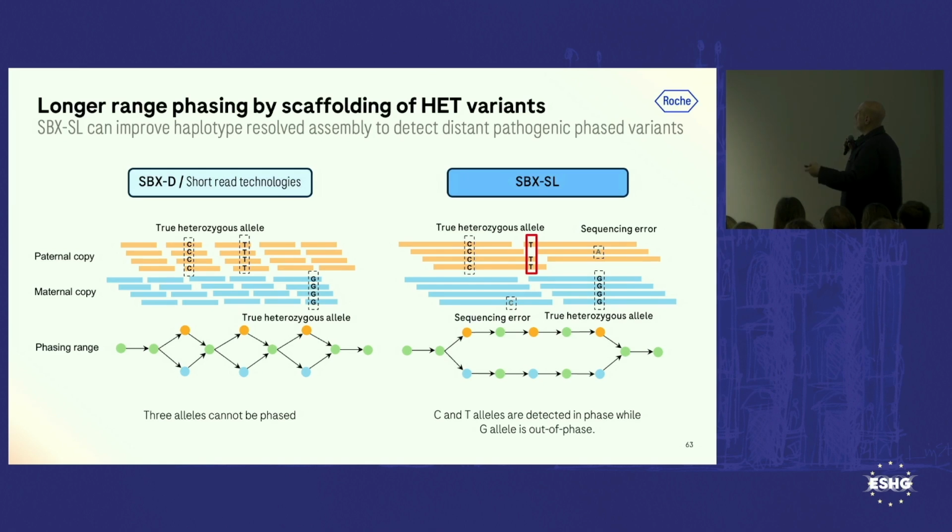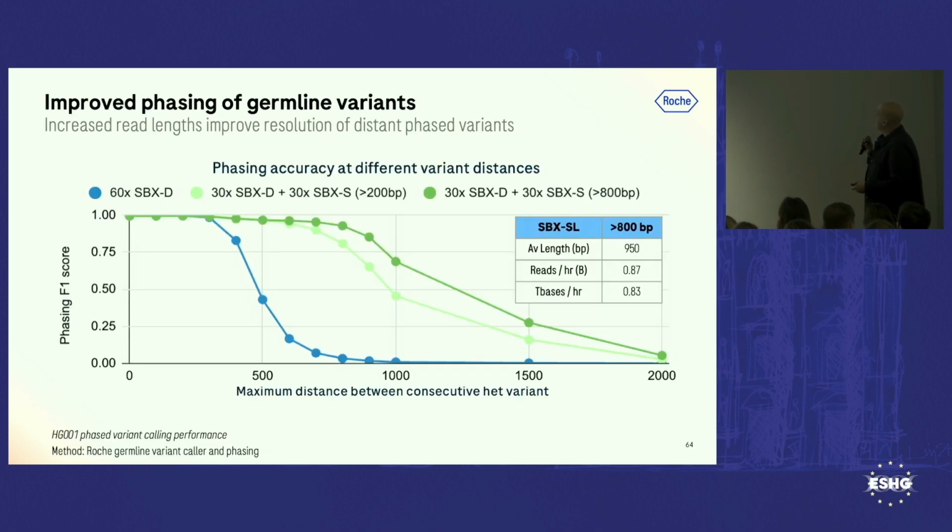On the left, you can get the idea of the alleles that cannot be phased with shorter reads, and that's SBXD, that's Illumina, that's any of the shorter read approaches. You wouldn't be able to phase those various alleles shown there. But on the right, you see SBX-SL would be able to: the C and the T alleles would be detected in phase while the G allele is out of phase. So it just kind of frames the picture there.